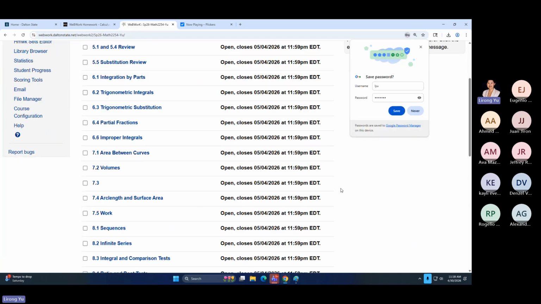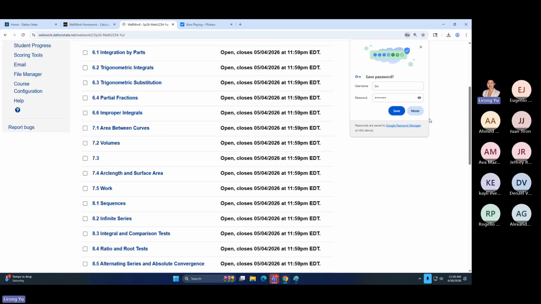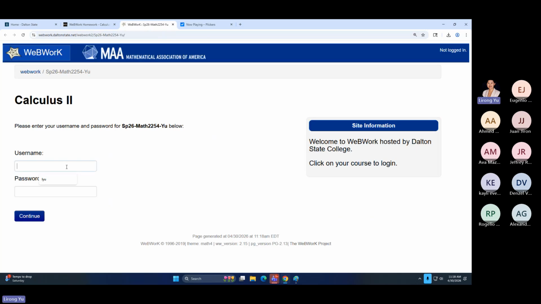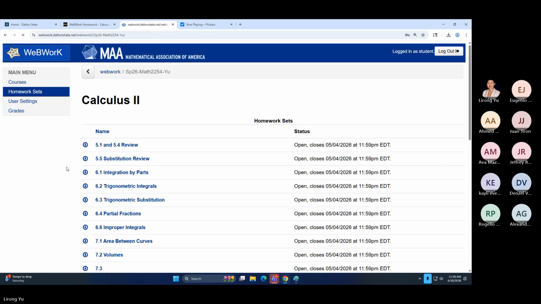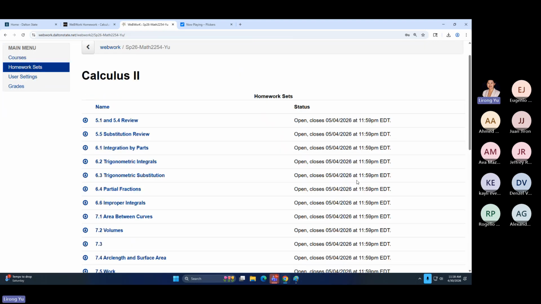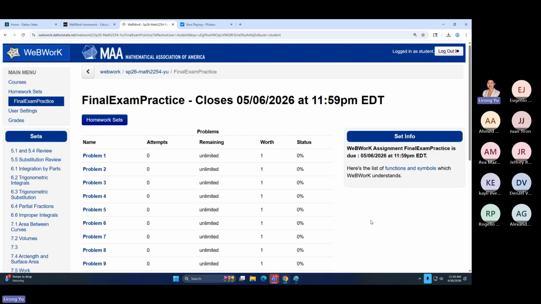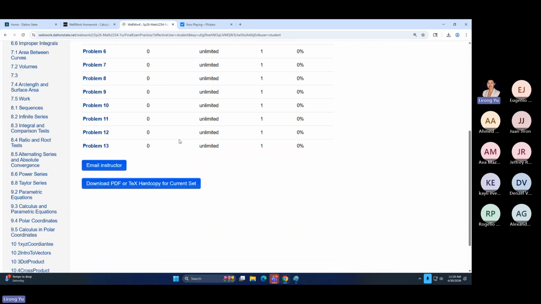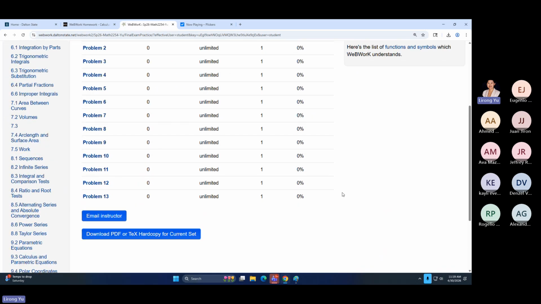Again, the last assignment is called, I guess I should try to see what's on the student side. So it's really too simple. The last assignment is called final exam practice, and there are 13 questions. I originally put 10 questions there since we were supposed to work out 10 questions on the final exam. But then I realized that some of them had multiple versions, so I added a few questions. But the final exam will have only 10 questions.